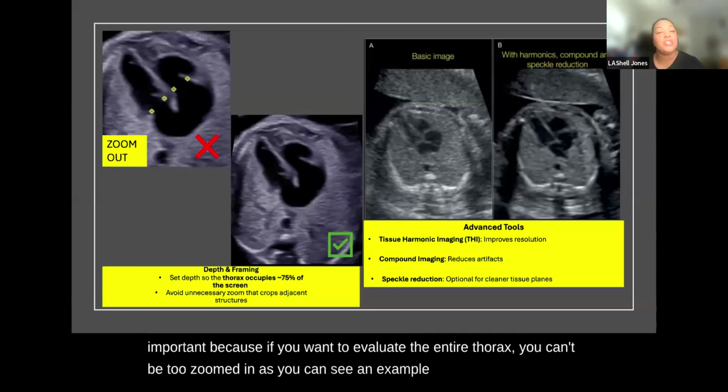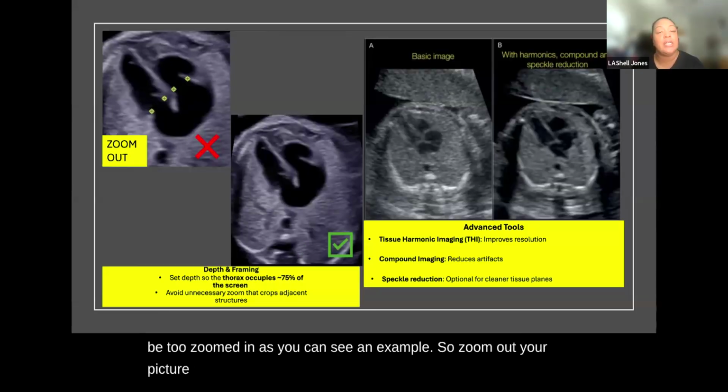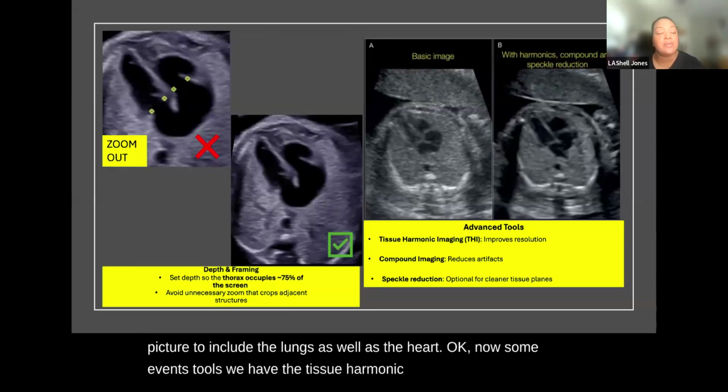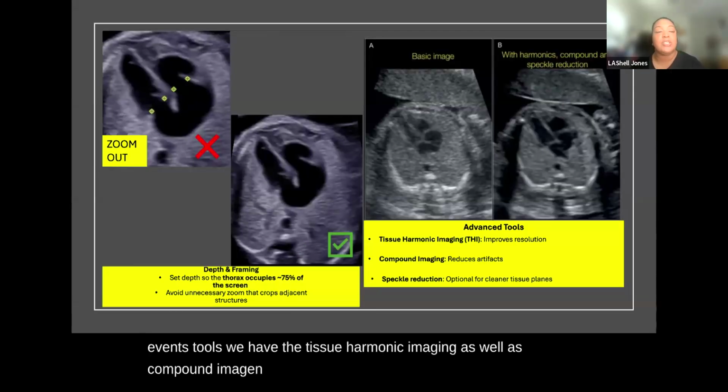So zoom out your picture to include the lungs as well as the heart, okay? Now, some advanced tools, we have the tissue harmonic imaging as well as compound imaging and speckle reduction. Those are very helpful in just creating a great contrast within your picture.